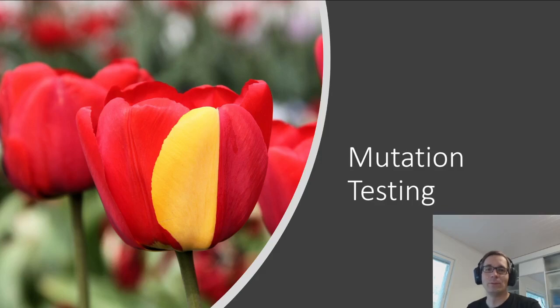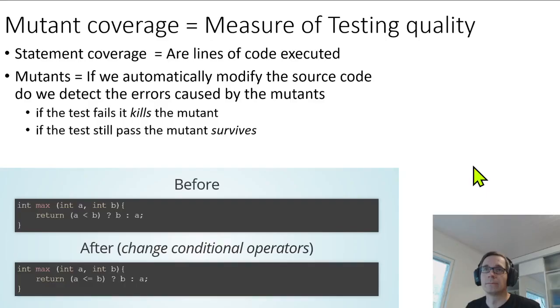Next we will look into mutation testing. Mutant coverage, or mutation testing, can be seen as a measure of testing quality. So we have statement coverage, which tries to tell whether lines of code are executed by the test, and this is the testing quality for statement coverage. For mutants, we automatically modify the source code, and now the question is, do we detect errors caused by the mutants by executing the test set?